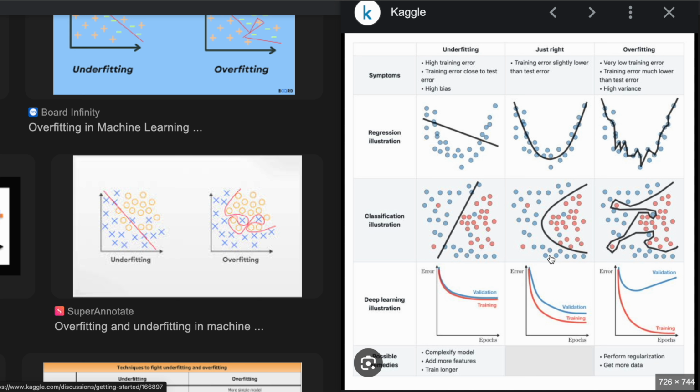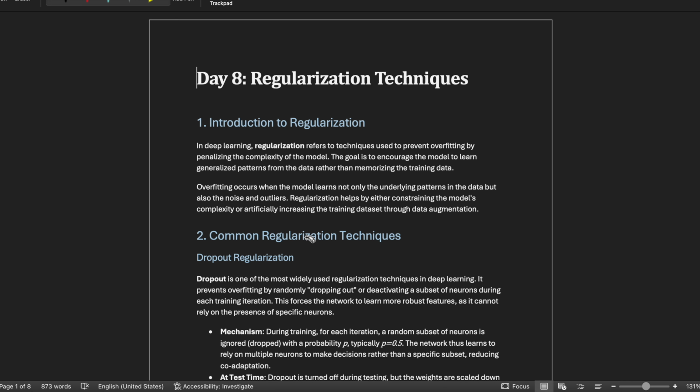Well, first I should tell you why overfitting takes place in neural networks. So let's draw it and understand.